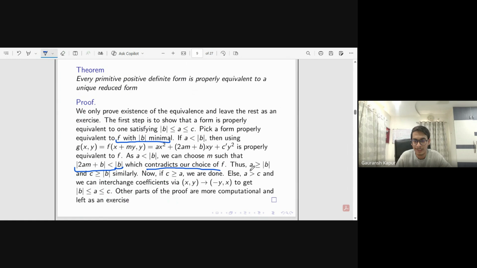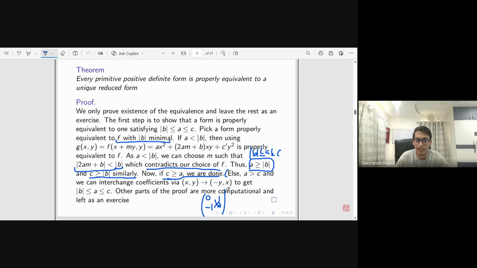So we must have a greater than or equal to |b|, and c greater than or equal to |b| similarly. If c is greater than or equal to a, then we are done and the form is reduced, because it will satisfy this condition. Otherwise, a is bigger than c, and we can interchange coefficients via this matrix: 0, -1, 1, 0.